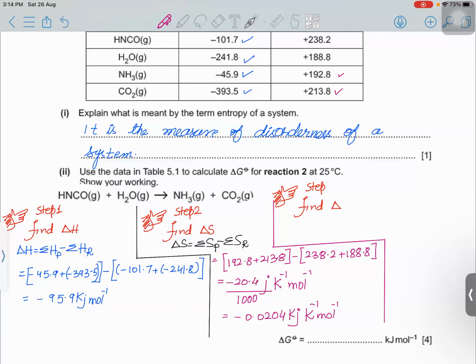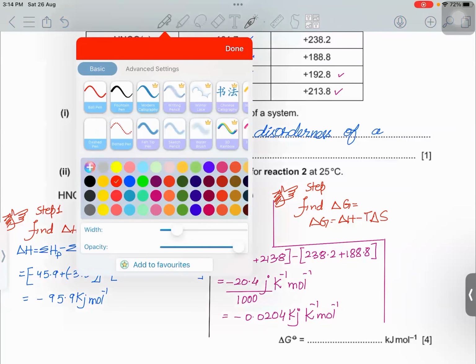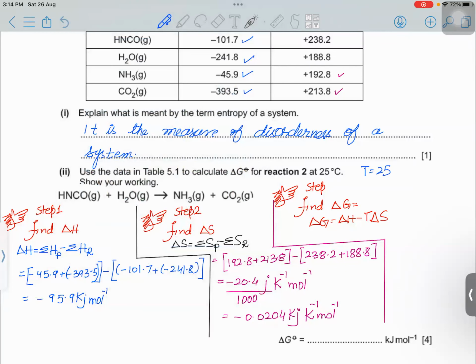Now step 3 is find delta G. Delta G is equal to delta H minus T delta S. Now put the values and get the answer. Temperature is 25 degrees centigrade, it means 25 plus 273, it's 298. So put the values. Delta H is minus 95.9, temperature is 298, and delta S is minus 0.0204.